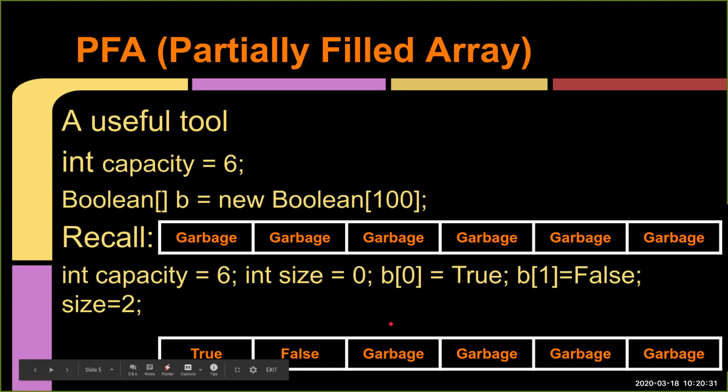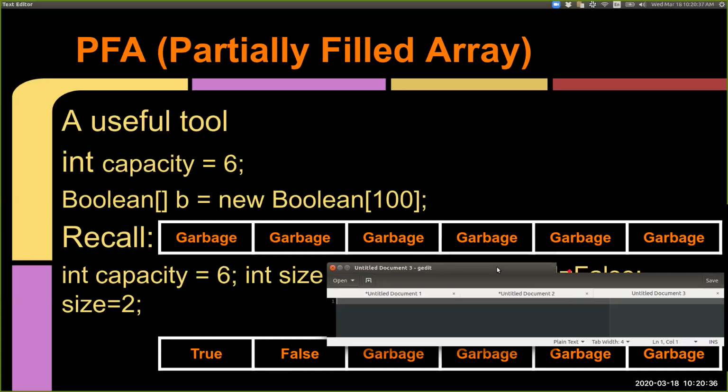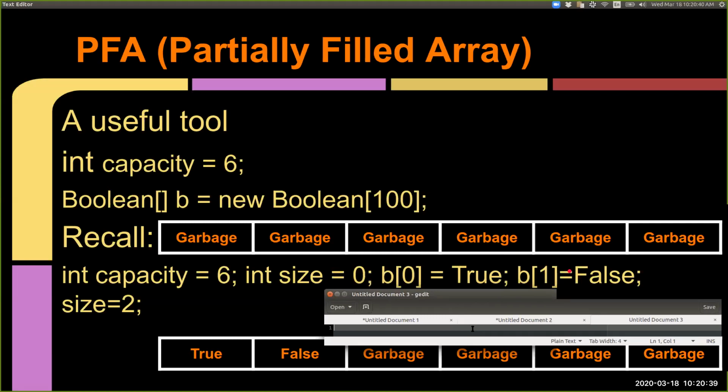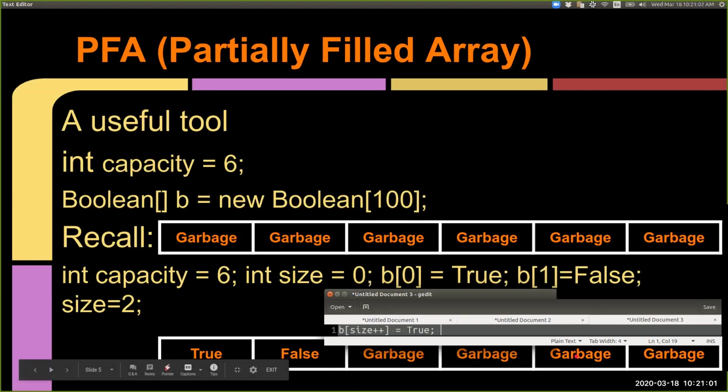So for the next line, we could say b at size plus plus equals true. We could literally just keep running this same exact line, maybe in a loop, and that would set this one to true, then we run it again, this one to true, and this one to true, and this one to true, because this is a post increment. The first time we run this particular line, size is 2, which happens to be pointing at this spot in the array.